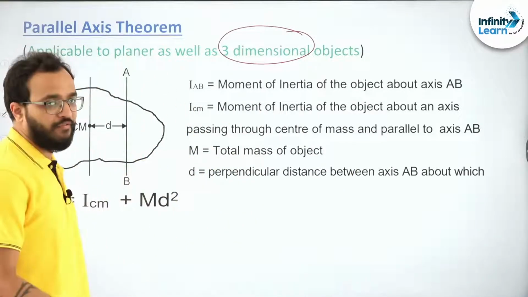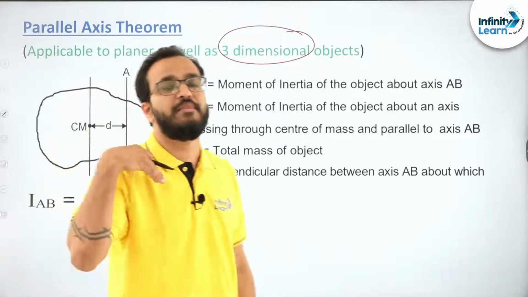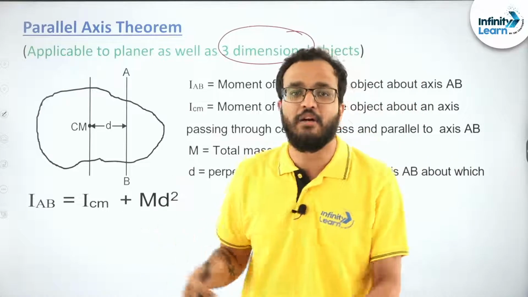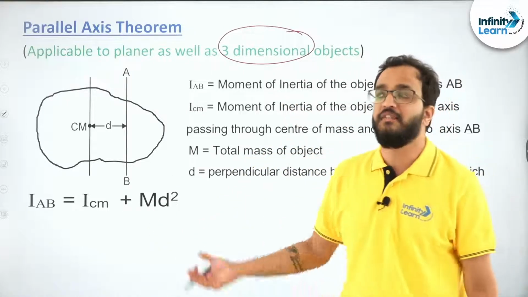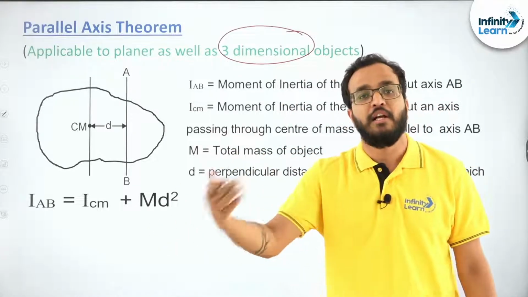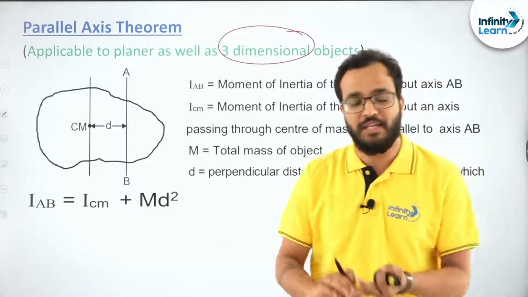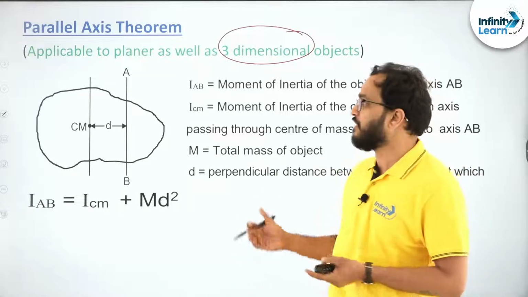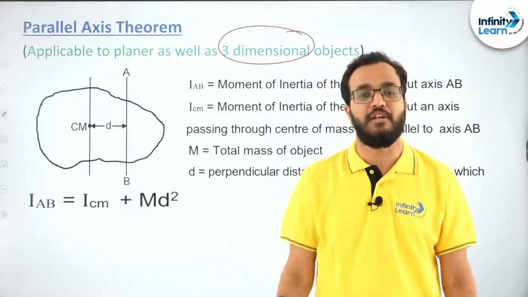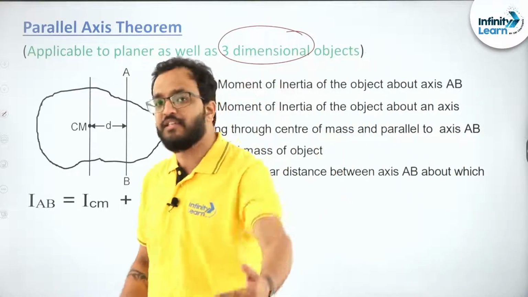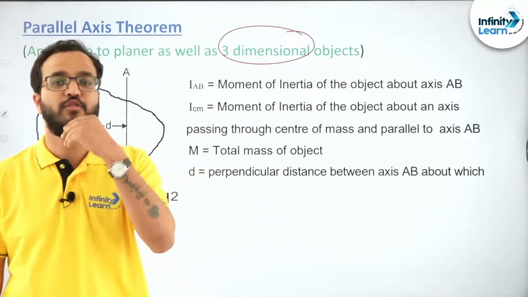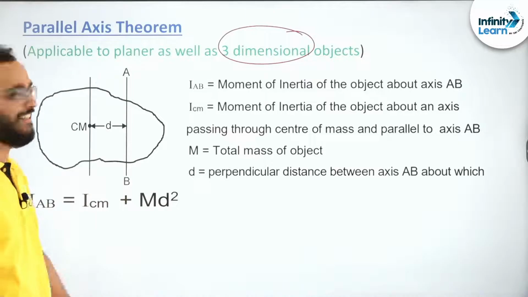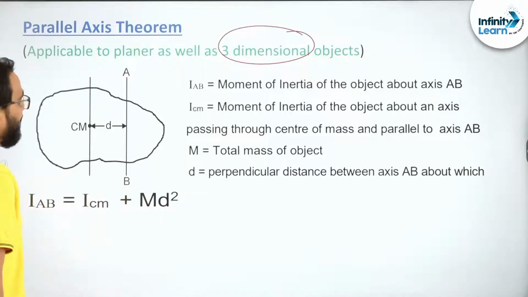Now here, first of all I will tell you what this theorem says. Then we will go into the derivation and proof of this theorem, and then we will apply it to linear objects, planar objects, and three-dimensional objects. And one more thing we will study in this lecture is the reverse of the parallel axis theorem, right? We'll be covering all these things in this lecture. So stay tuned and sit tight. Let's move ahead now.